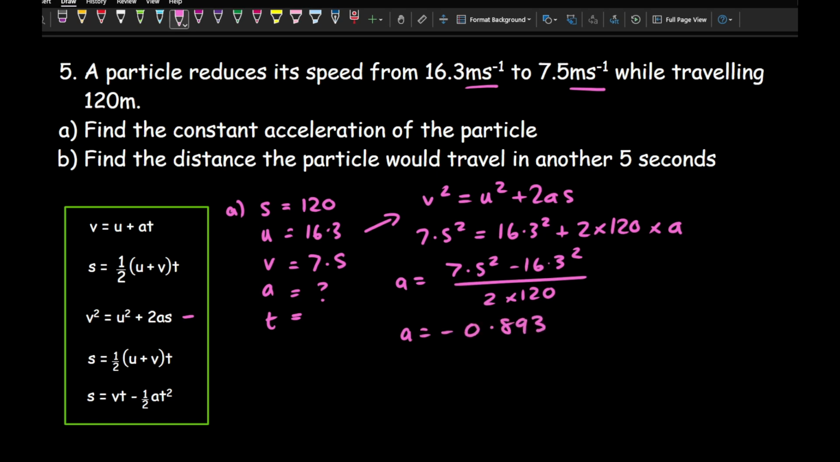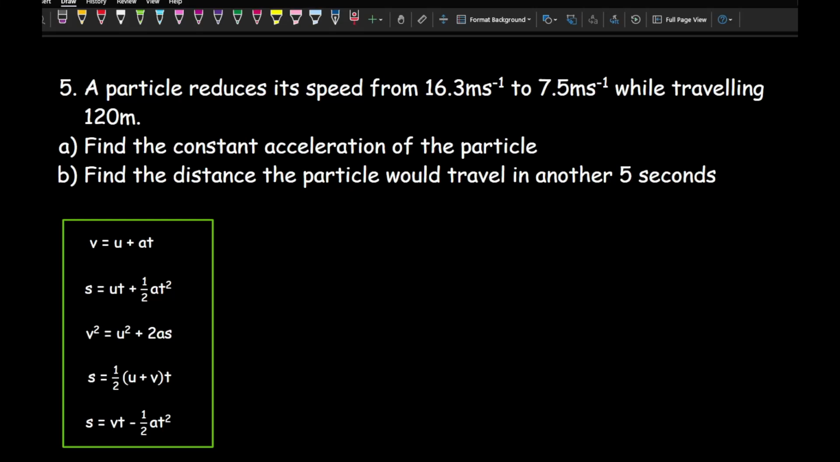0.893. Now unlike the previous example where it's asked for deceleration, this one just says the constant acceleration, so a negative value is absolutely acceptable. Now for the second part of the question, it's asking us to find the distance the particle would travel in another 5 seconds. Now for this particular question, as you can see, it's two parts, so it's using what we had in our first part.